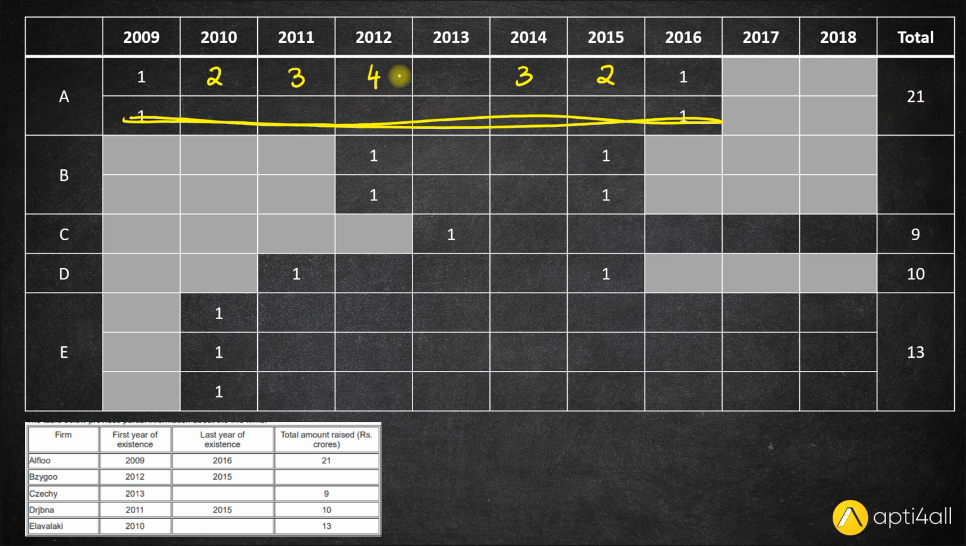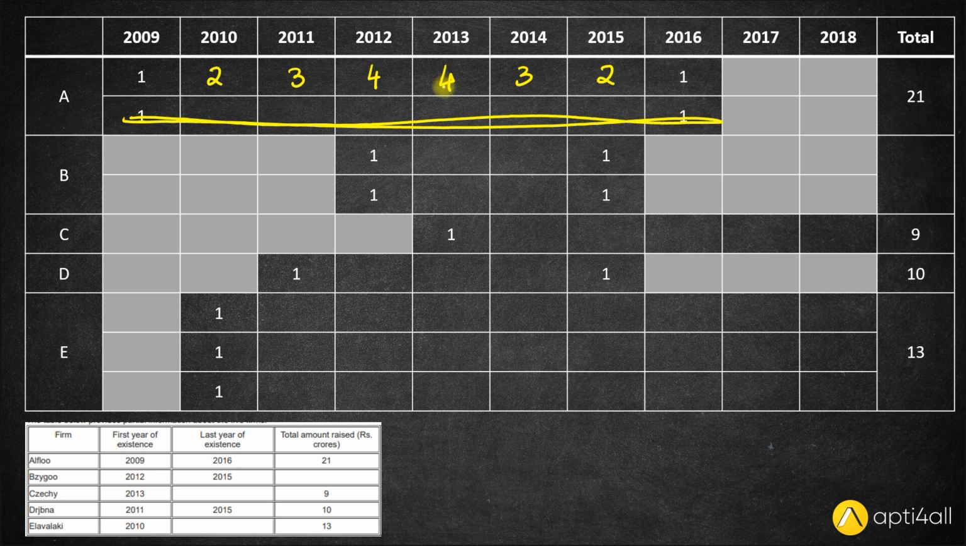This minimum must be 4, 3 plus 1, and this minimum must be 4, 3 plus 1, right? So now total amount raised is, this is 14, not 14, yes, 10, and this is also 10. So 10 plus 10, 20 crores have been raised. This is the minimum possible right now.